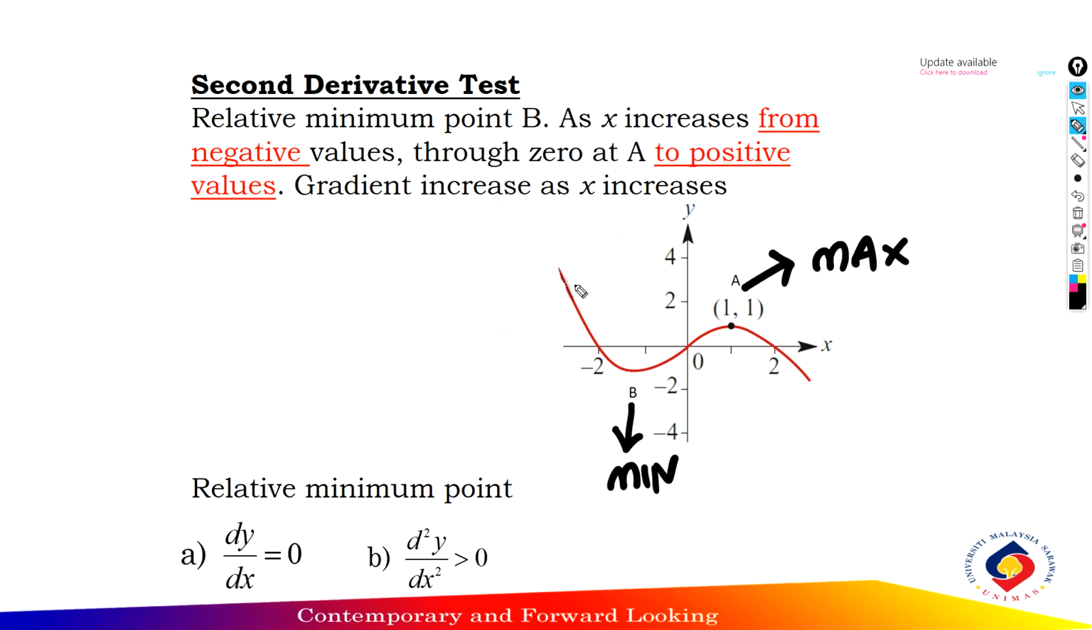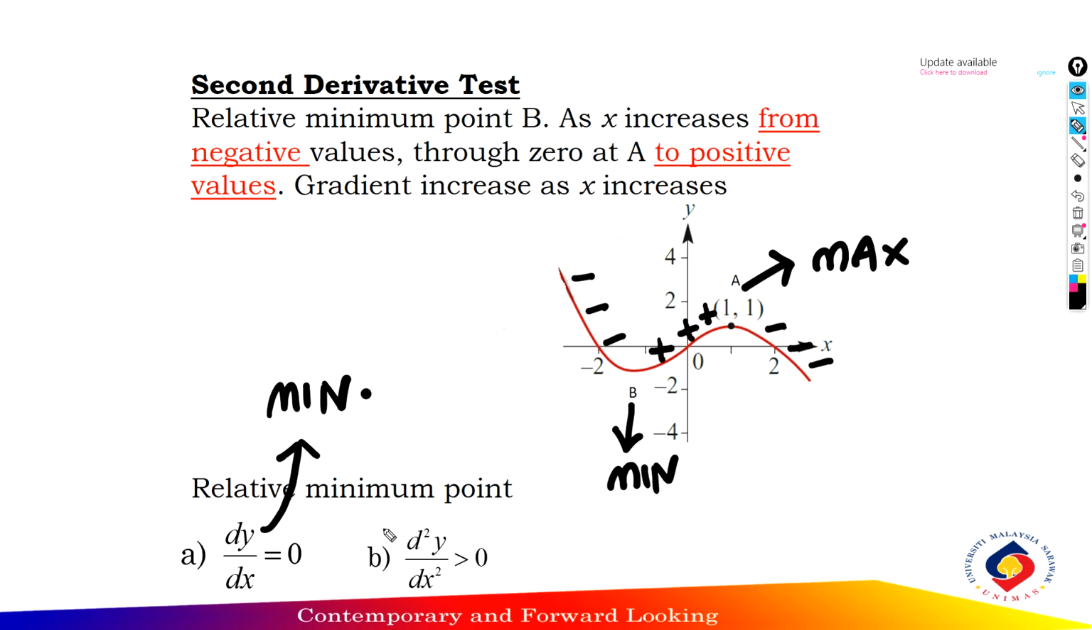The tangent decreases between negative infinity and negative 1, so here you put the negative sign. After point B, the tangent increases to positive infinity, so here you put the positive sign, and after 1, the gradient of the tangent decreases. So using the first method, the relative minimum point exists when the first derivative equals 0. So this one is the relative minimum point.